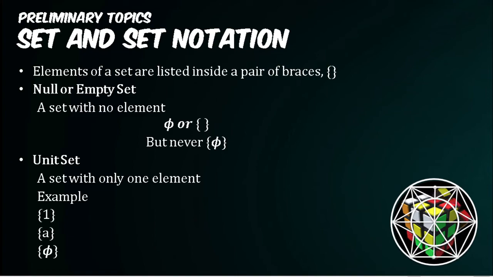A unit set is a set containing one element. So it has only one element. So actually, this is an example of a unit set. Here are other examples.